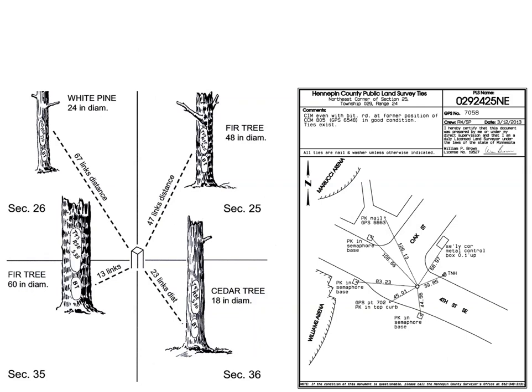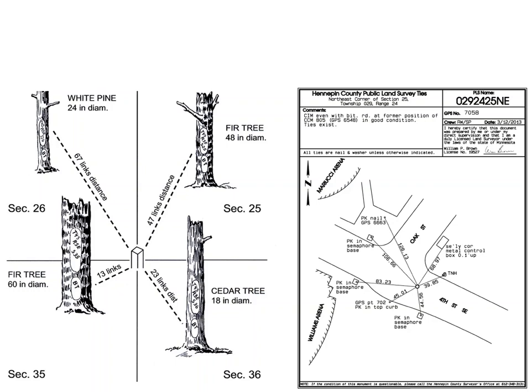This is an example of bearing trees related to a monument. You have a monument in the middle. Starting in the upper left, there's a white pine, then counterclockwise around, a fir tree, a cedar tree, and another fir tree. Blazing all of those, I'm scribing it: this is the corner that we're at. Taking notes how far away each one of these trees are.